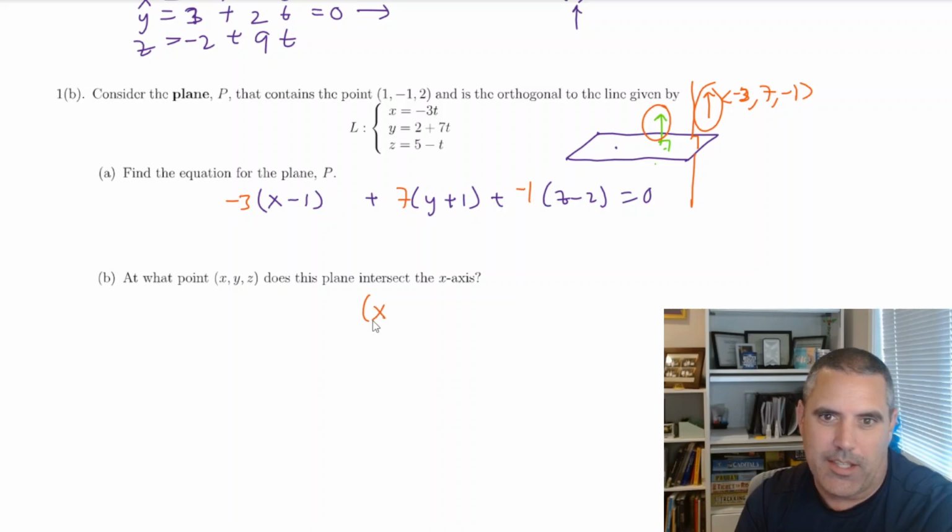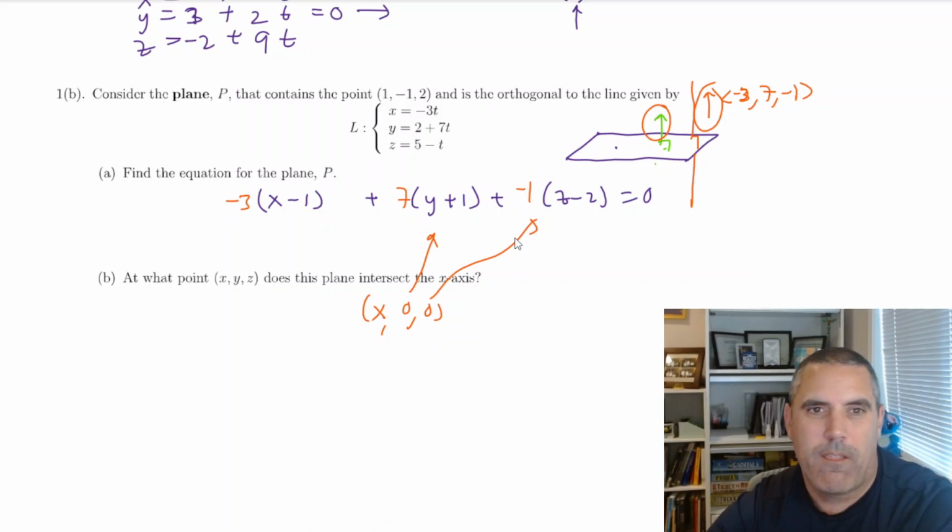At what point does this intercept the x-axis? If you're intercepting the x-axis, then these two things are 0, and you can solve for x.